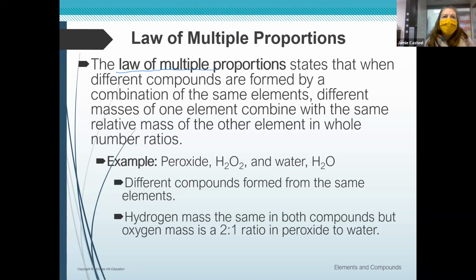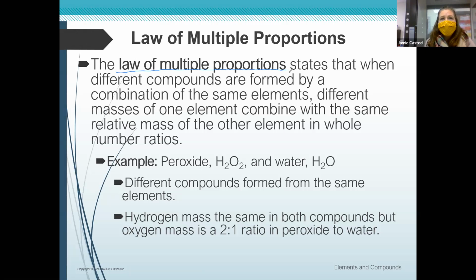Law of multiple proportions states that when different compounds are formed by a combination of the same elements, different masses of one element combine with the same mass of another in whole number ratios. And you're like, what? Just hang on and write that down, and I'll go over the examples.